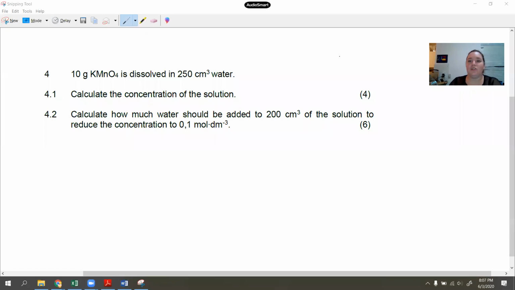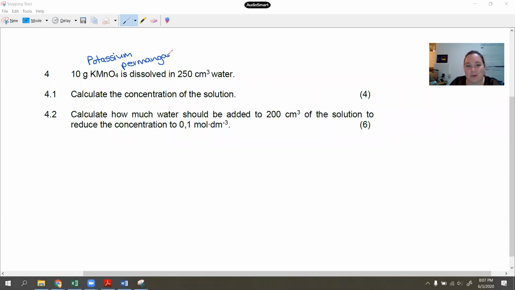So I'm going to quickly go and find you guys. There we are. Share the screen with you again. This question is dealing with concentrations and then with ratios of concentrations. So it says 10 grams of KMnO4. KMnO4 is potassium permanganate. Please get used to the different names of what things are.